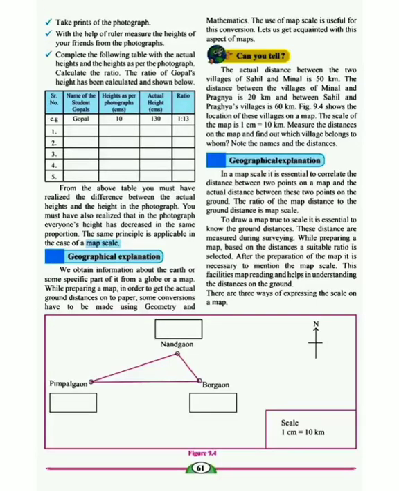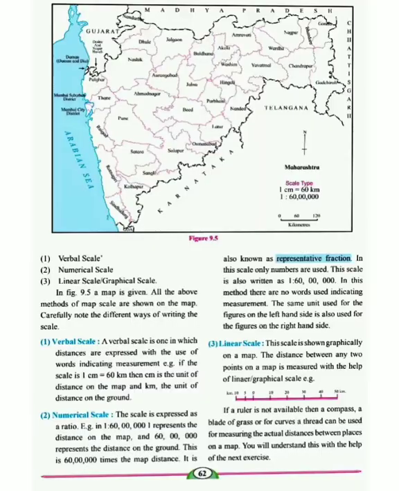Now there are three ways of expressing the map scale. Let us see which ones they are. First one is verbal scale. The second one is numerical, and third one is linear or graphical. In figure 9.5, a map is given. Okay, there is a map which is given, Indian map. All the above methods of map scale are shown on the map. Okay, so all of these three are given below. Let us see, we'll understand each fully. Carefully note the different ways of writing the scale.